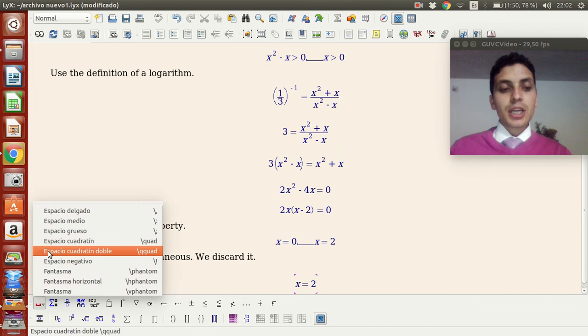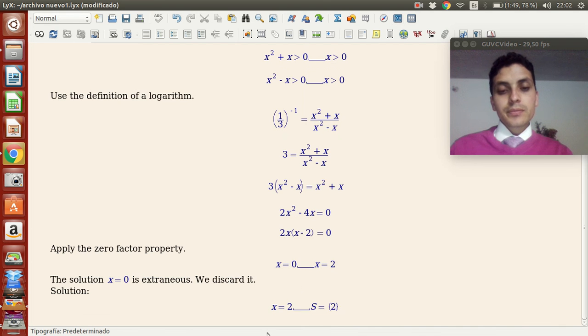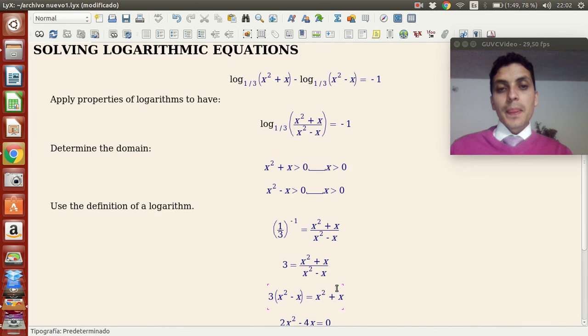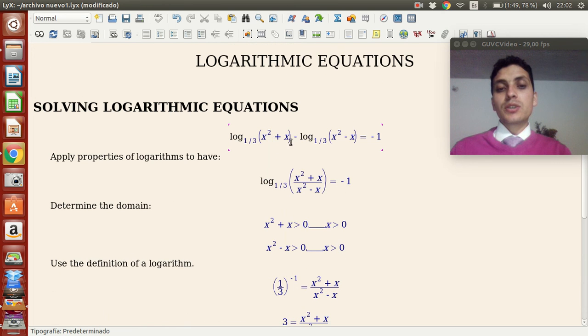We can use another representation, like sets, to say the solution is 2. Okay? Just if you want, you can check the solution. If you check the solution, you can see that it is -1. So how to check the solution? So 2: 4 plus 2, 6. And 4 minus 2, 2. And if you apply the logarithm, you should have that it is -1.